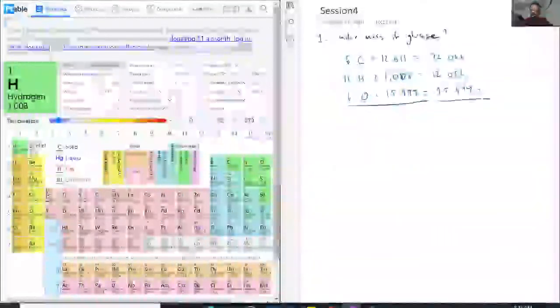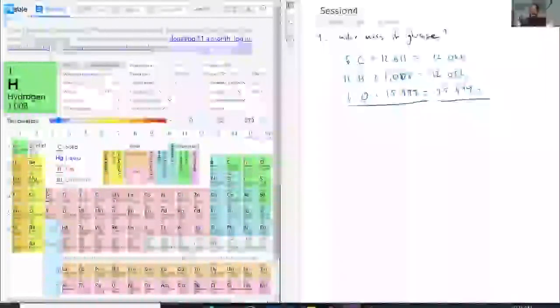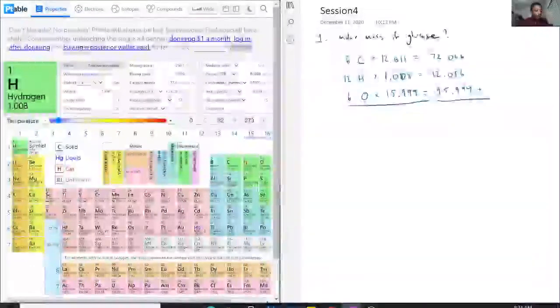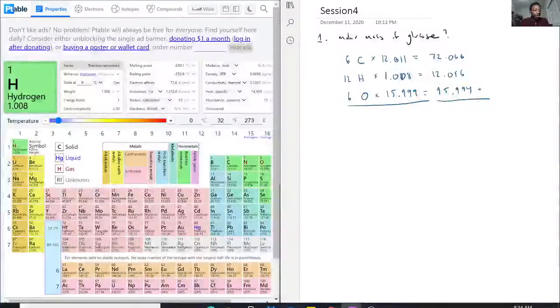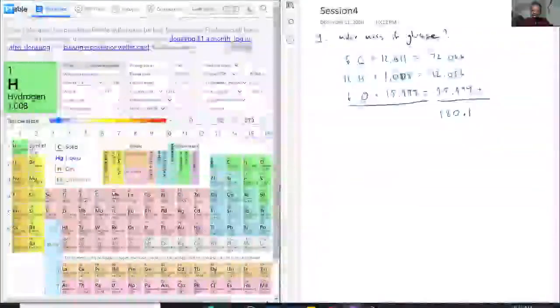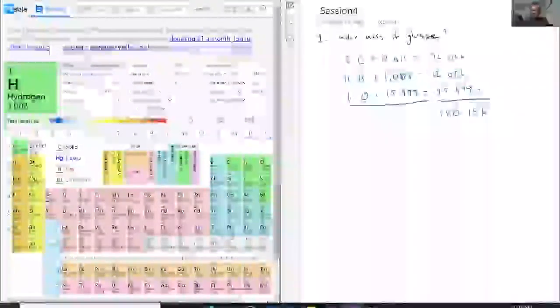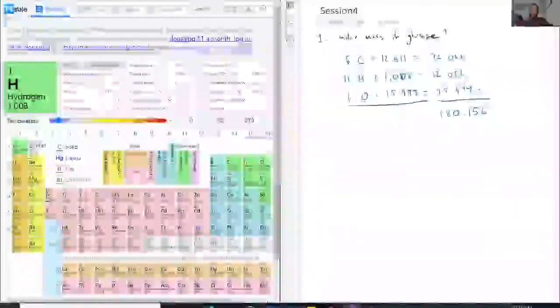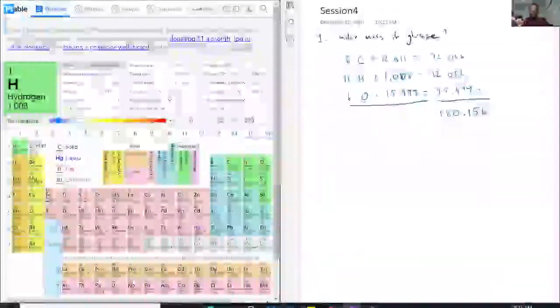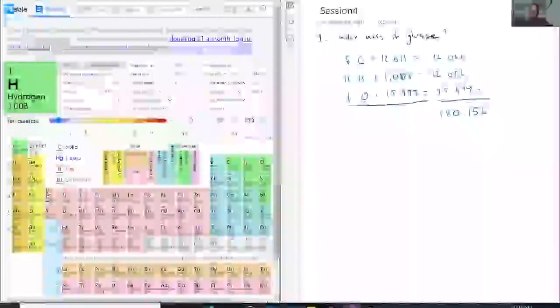Okay? And here is where we would add them all up together so we can get our total molar mass, because now we've factored in every constituent in glucose. So that's 95.994 plus 12.096 plus 72.066. So the total we get for glucose when we add them all together is 180.156. But we're not done yet, because the molar mass is a representation of how many grams typically per 1 mole of the substance.